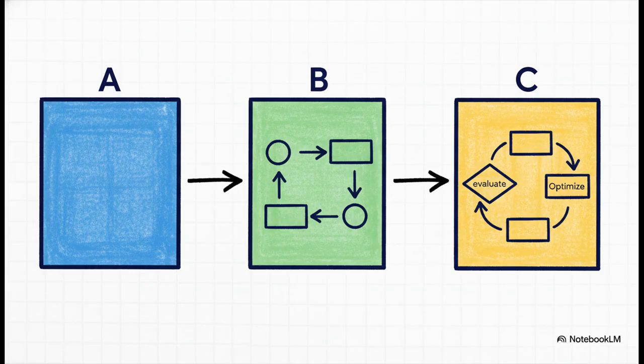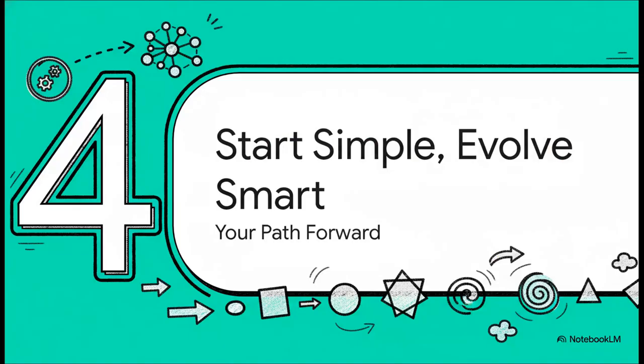And hey, don't forget, these patterns aren't an either-or choice. You can totally mix and match them as your projects get more complex. Think of them like Legos. You could have a big sequential workflow, but one of those steps could actually be a whole parallel process to speed things up, and another step could be an evaluator loop to nail the quality. They're just building blocks.